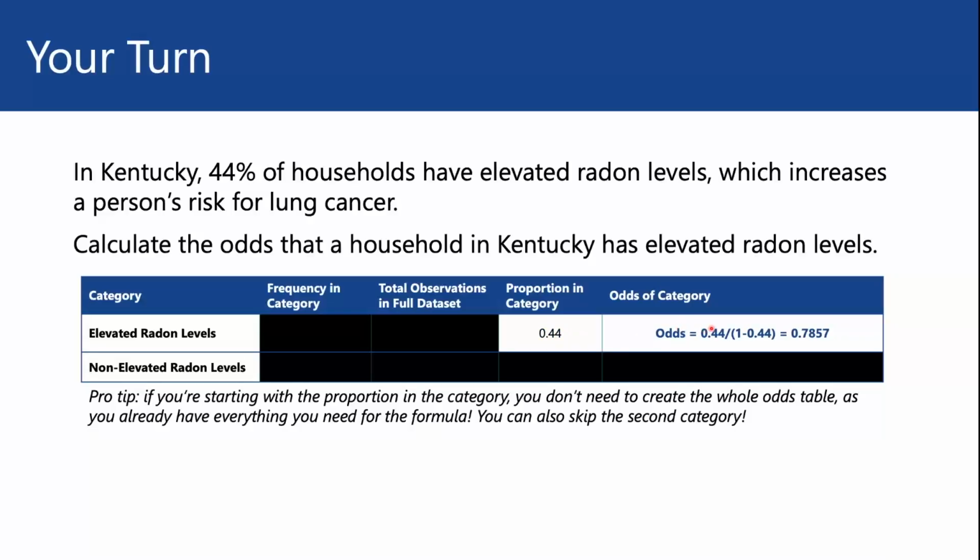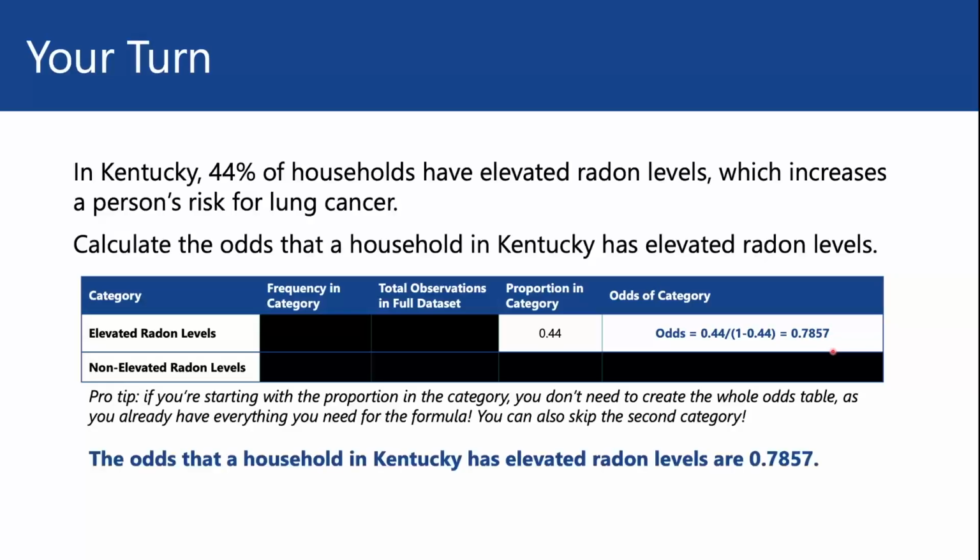Okay, so to calculate those odds, you would take 0.44 over 1 minus 0.44, getting a total of 0.7857. So you can make a statement that the odds that a household in Kentucky has elevated radon levels are 0.7857. It's a little bit less likely than not.